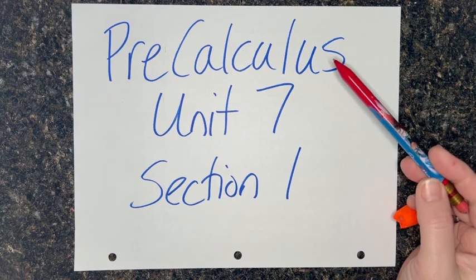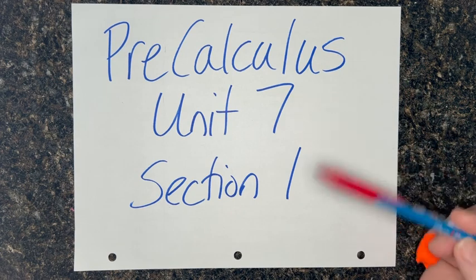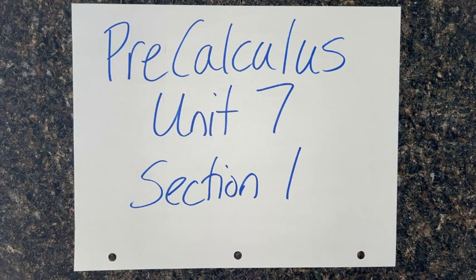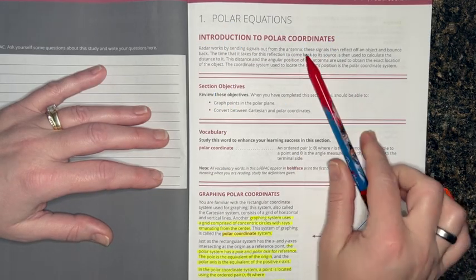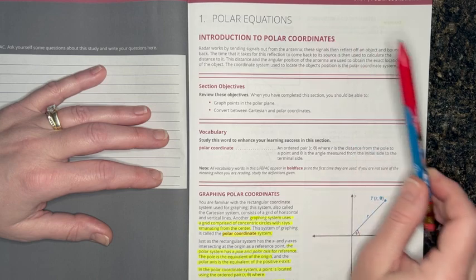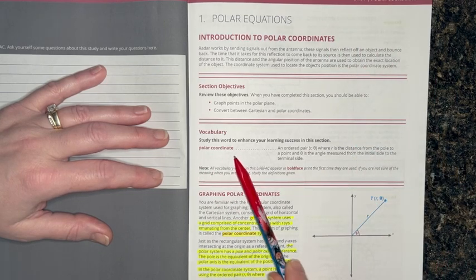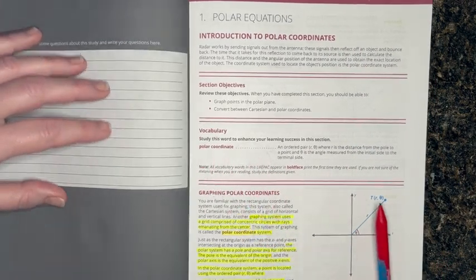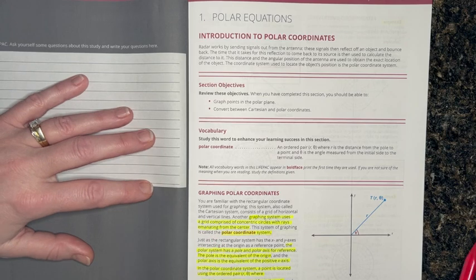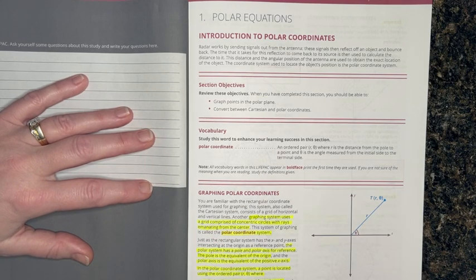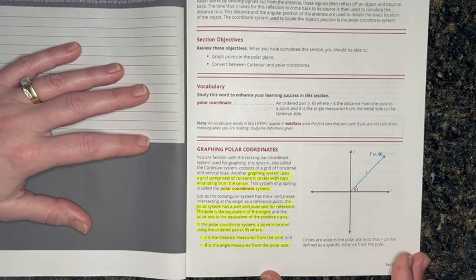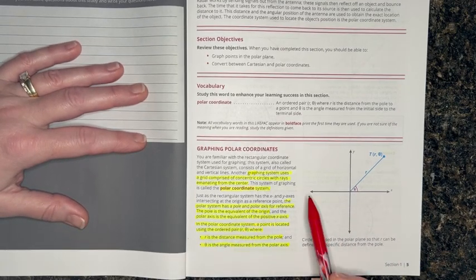Today we're going to be working through Pre-Calculus, Unit 7, Section 1. Section 1 begins on page 5, and it's titled Polar Equations. Now, what we're going to be working with in this section is the polar coordinate plane. This is not it. You'll see it when we turn the page. But it's not too complicated. So let's take a look at how it works together and then see if we can do some of these problems.